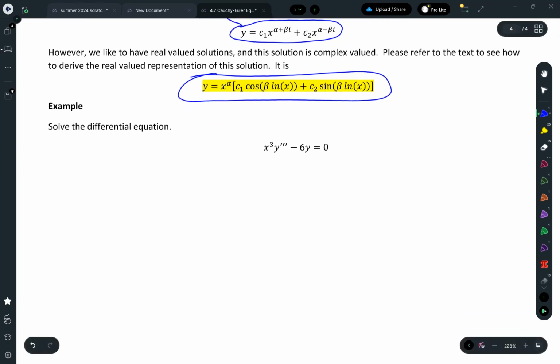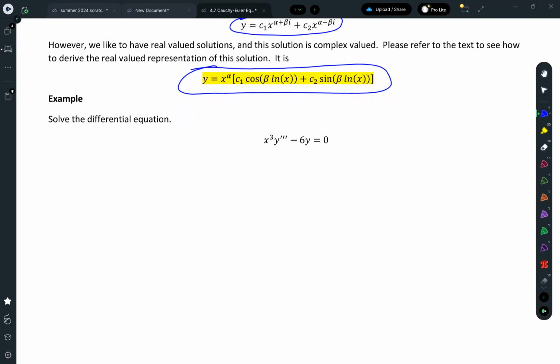So let's solve this differential equation. We're given x cubed y triple prime minus 6y equals 0. Okay, so we're going to sub y equals x to the m and y triple prime, which is m times m minus 1 times m minus 2, x to the m minus 3, into the differential equation. After you've taken enough derivatives of x to the m, you know the pattern and you'll know what y triple prime looks like. But if you need to, show yourself y prime and y double prime.